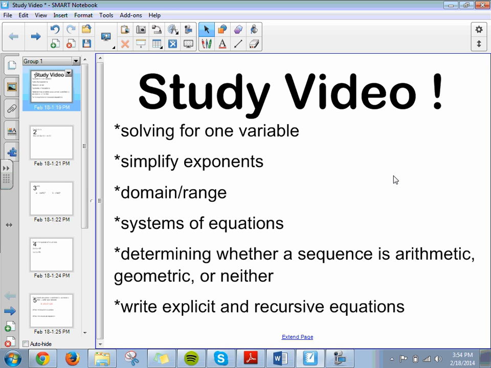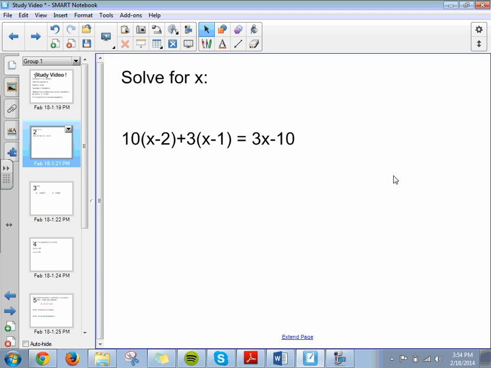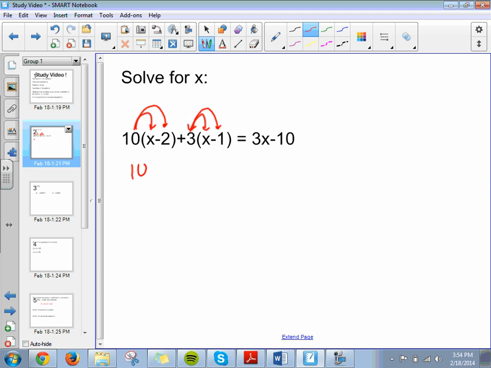And we will begin. So first we're going to be interested in solving for x. With problems like this, you're going to want to first distribute, combine like terms. So there'll be some type of math we'll have to do up front. And from there, we'll simplify and condense it down. So we'll get 10x minus 20 plus 3x minus 3 is equal to 3x minus 10.